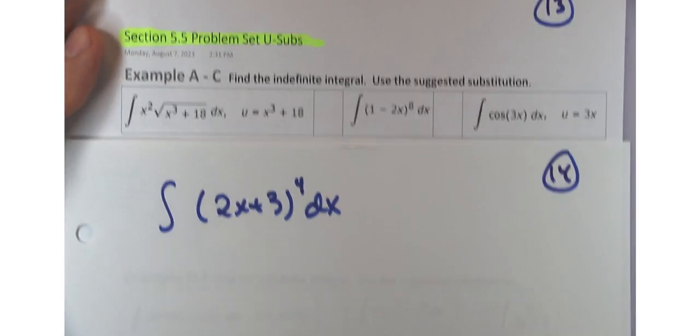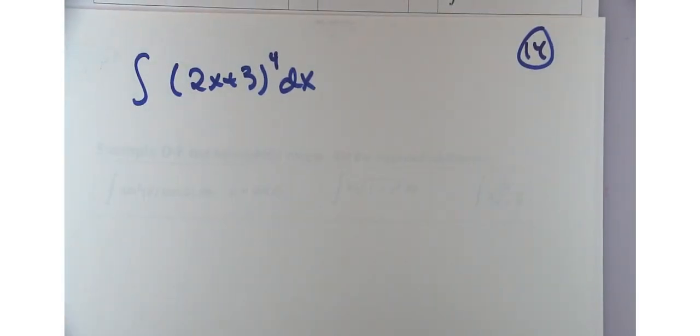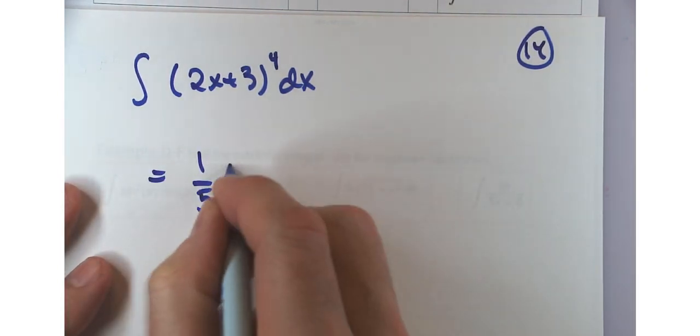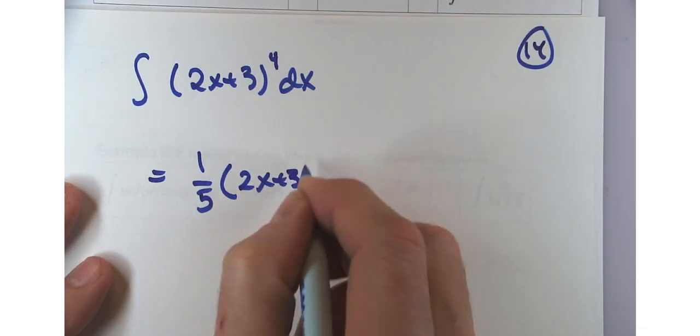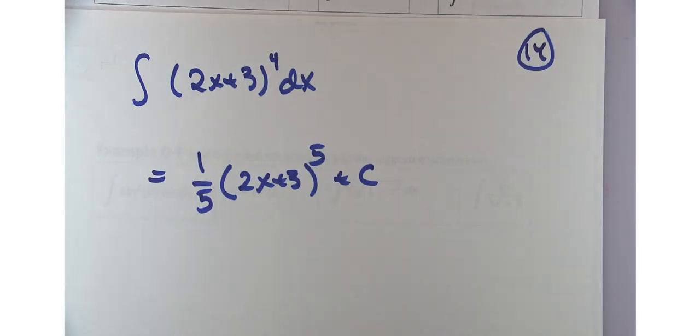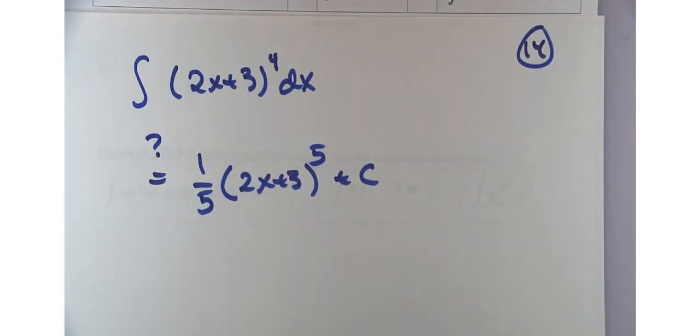Now, a lot of you, when you get an exam and you have a problem like this, might just look at it and go, hey, I got this. That's going to be 1/5 of (2x plus 3) raised to the 5th power plus a constant. Hey, nailed it, right? But we should be able to check this. So let's check this and see if it's right. How would I check it? How do you check that you got the right antiderivative?